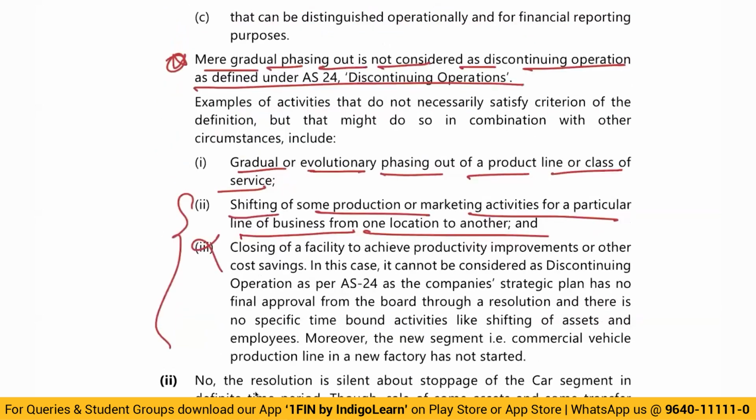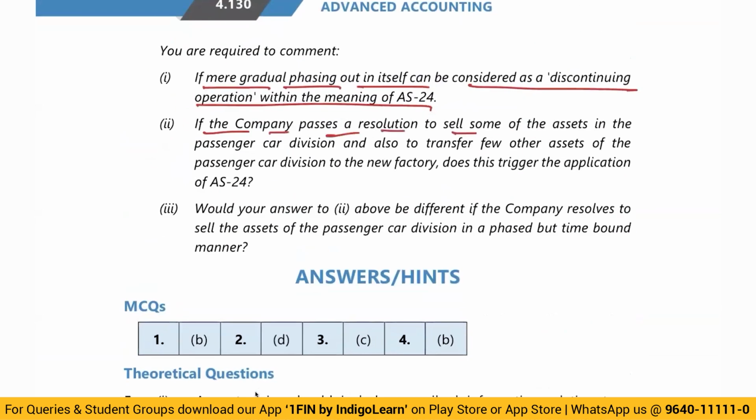Okay. Then, if the company passes a resolution to sell some of the assets in the passenger car division and also to transfer few other assets of the passenger car division to a new factory, does this trigger? So again, here they're not talking about disposal in its entirety or disposal in piecemeal. Sufficient information is not given as to whether there is a definite plan that they will complete the disposal or they will transfer it completely to another entity. If I'm moving from one department to another, that is not a part of my discontinuing operation. I'm just shifting the product lines.